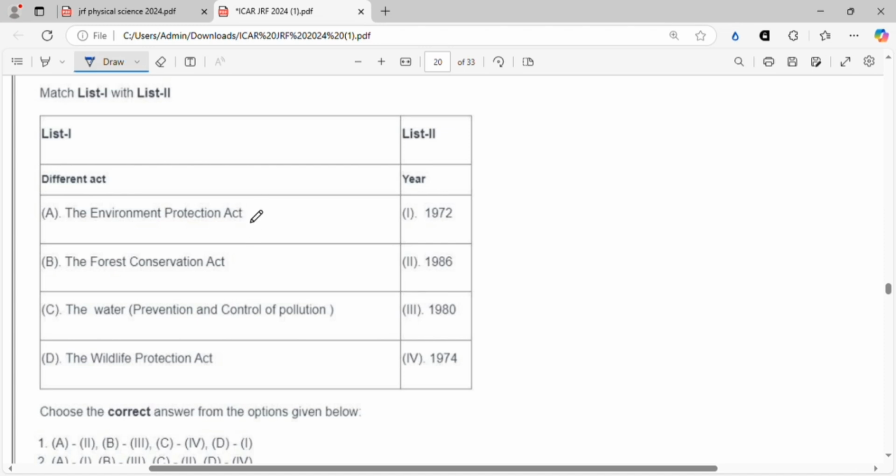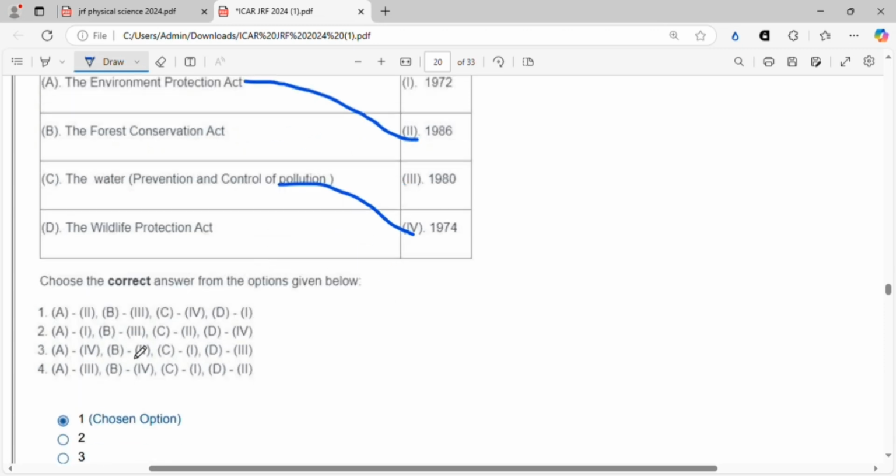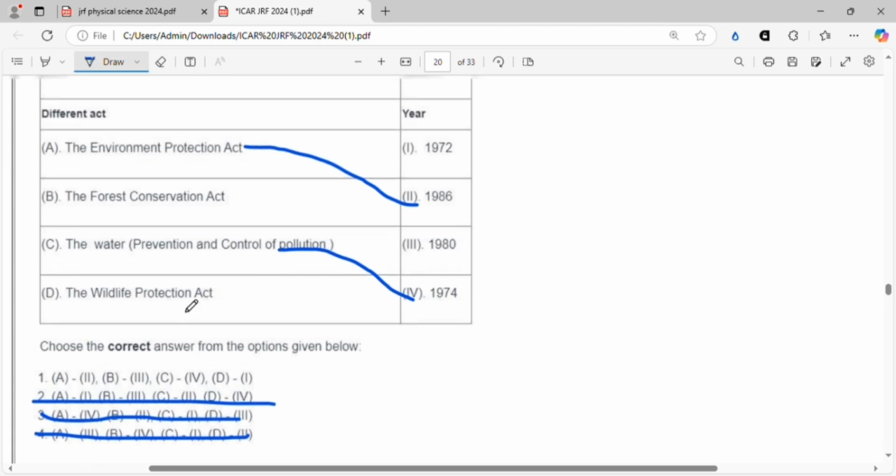So the Environment Protection Act is 1996. Then Water Prevention and Control of Pollution is 1974. And then let's check the options. A2, there is only one option, so we already got our correct option. And D is 1, Wildlife Protection Act. So option 1 is correct here. All right.